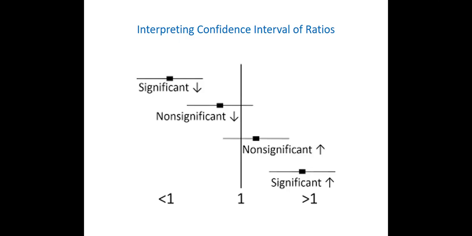But for the fact that the value is greater than one or less than one, if it's greater than one, we know that that thing may be causing it. If it's less than one, it may be protective. It may not be significant.